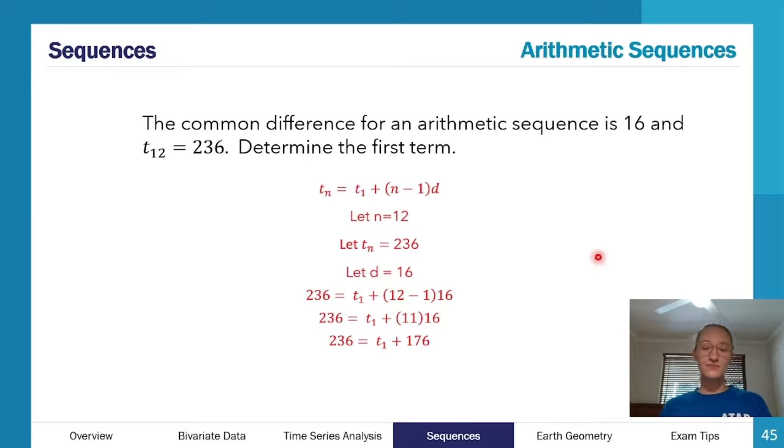What we've done here is simplify in the brackets and then multiply, following our order of operations. Then by taking 176 from each side, we find our answer for T1, which is 60. And if we've done that correctly, we can check it using our calculator. If I put 60 equals, then plus 16 equals gives me term 2, equals gives me term 3, and if I kept going to term 12, if we've done this correctly, that'll give us 236.